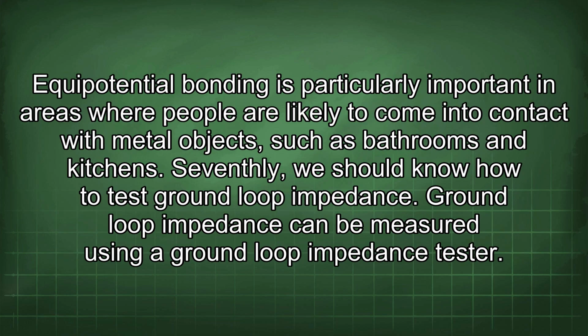Equipotential bonding is particularly important in areas where people are likely to come into contact with metal objects, such as bathrooms and kitchens. Seventhly, we should know how to test ground loop impedance. Ground loop impedance can be measured using a ground loop impedance tester.